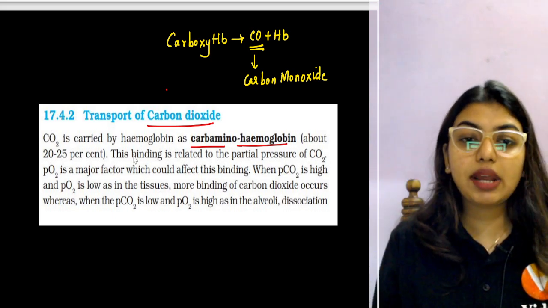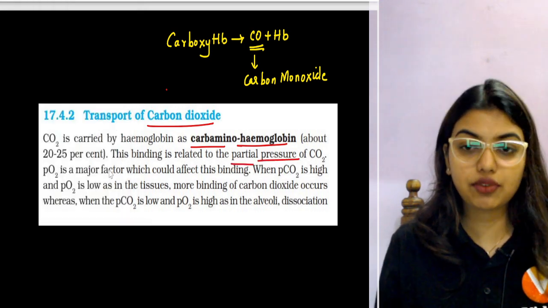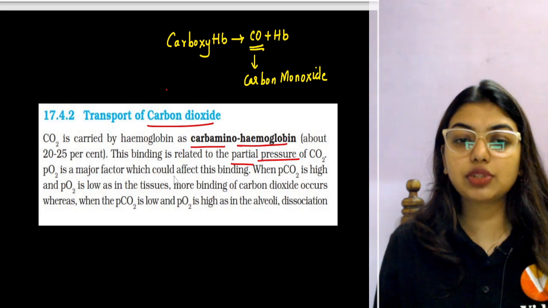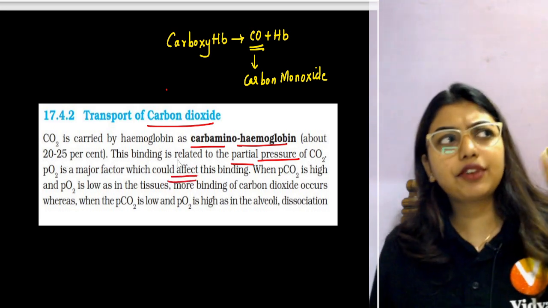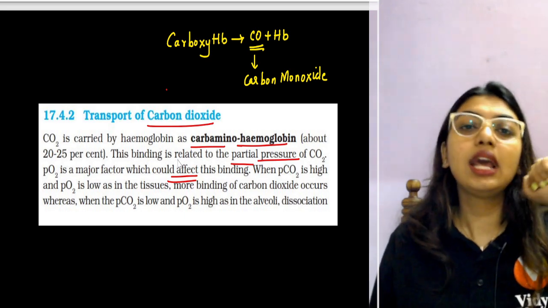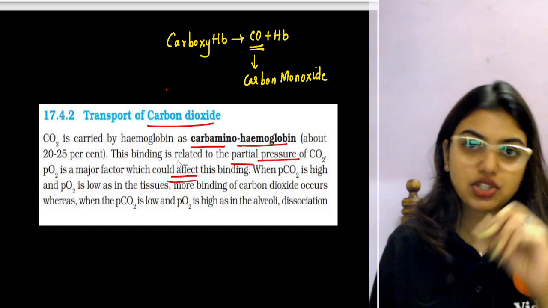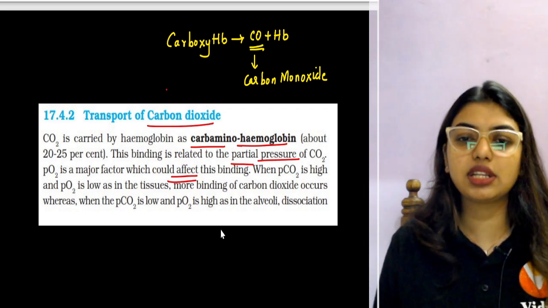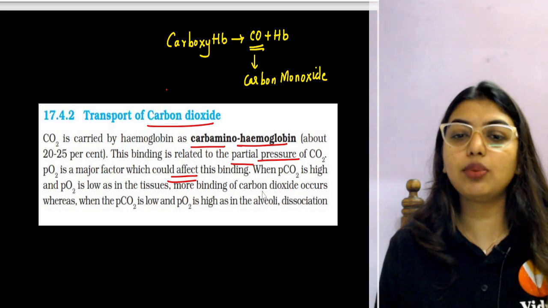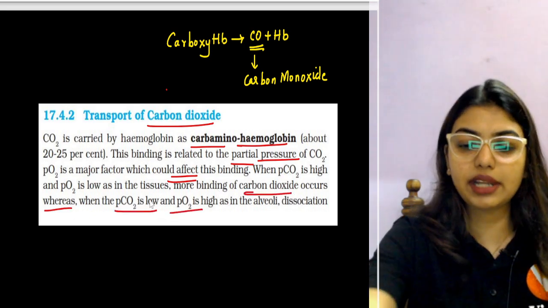This binding is related to the partial pressure of carbon dioxide, and oxygen is a major factor which affects the binding. So if we note oxygen's binding, carbon dioxide is definitely going to be a factor, and if we note carbon dioxide, oxygen will be the factor. They will simultaneously help. When carbon dioxide is high and oxygen is low, as in tissues, more binding of carbon dioxide occurs, whereas when the opposite happens, more binding of oxygen happens.